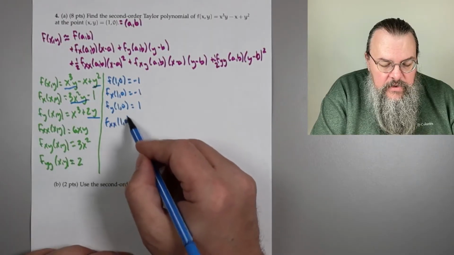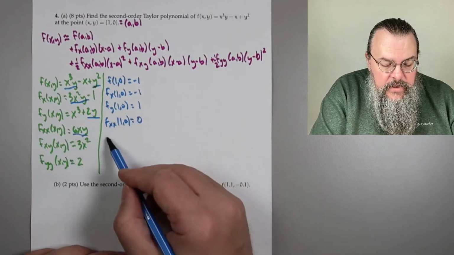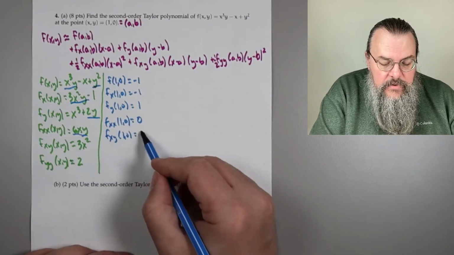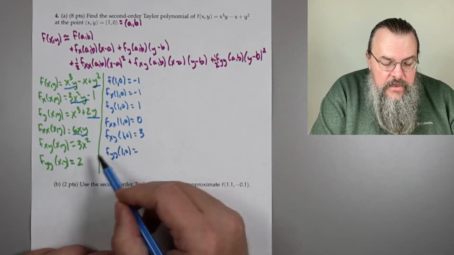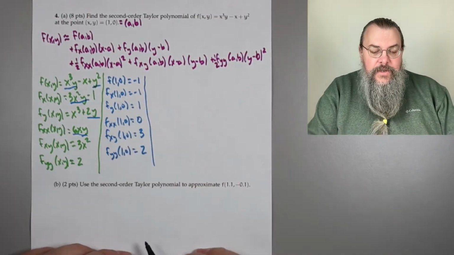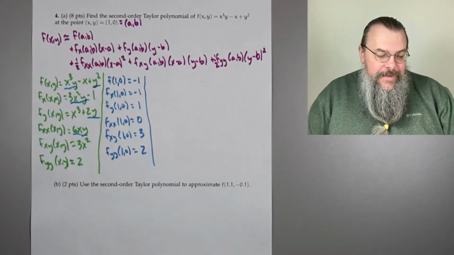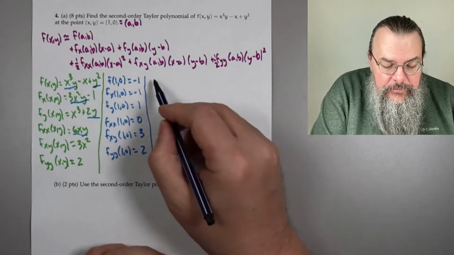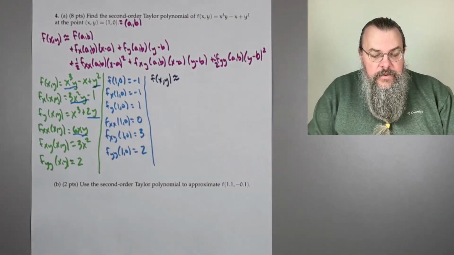f_xx at (1, 0), well, there's a y term, so that's just all out. f_xy at (1, 0). Okay, there's no y, so it's 3 times 1 squared, which is 3. f_yy at (1, 0) is just the number 2. All right, great. So what's going to happen is we're going to plug in. So what do we have? We have that f of x y is approximately, and we'll go through these term by term.